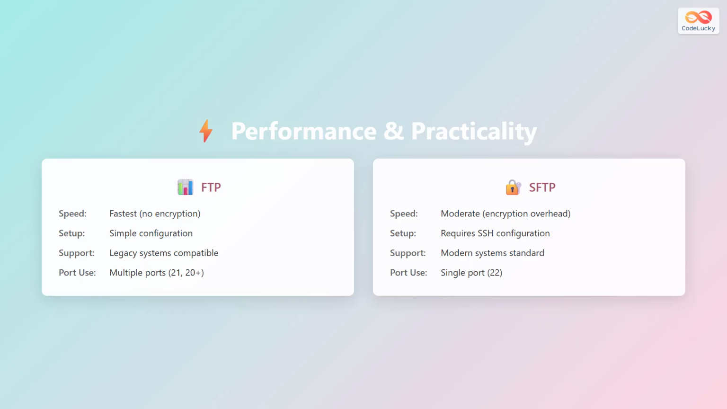On the performance side, SFTP is moderate in speed. The encryption processing adds overhead, but modern computers handle this easily. SFTP setup requires configuring SSH, which takes more effort than FTP. However, SFTP support is now standard on all modern systems including Windows, Mac, and Linux. SFTP requires only a single port, port 22, making firewall configurations simple and straightforward. In practice, the performance difference between these protocols is negligible for most users today, making SFTP the sensible choice.